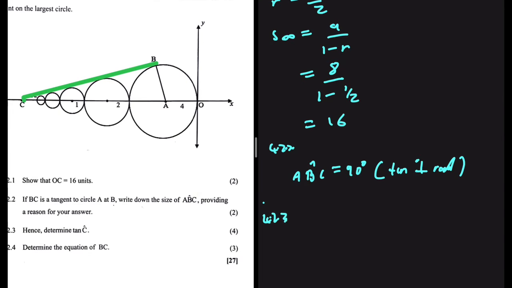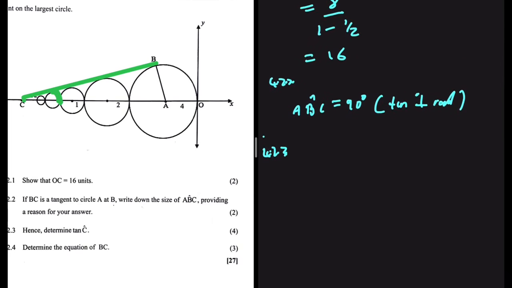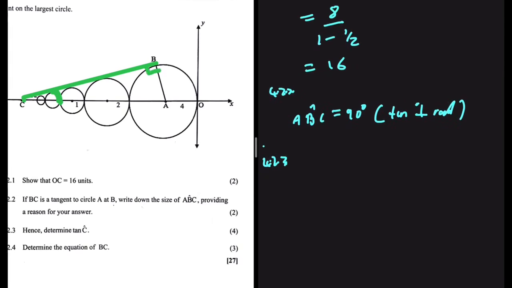4.2.3, hence determine tan of angle C. So we're looking for tan of this angle right here. Well, now we have a right angle triangle. This angle here is 90, so AC is our hypotenuse. Tan of theta is equal to the opposite divided by the adjacent.